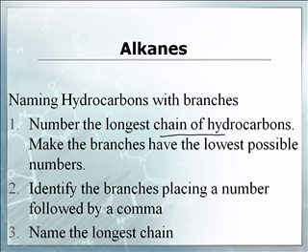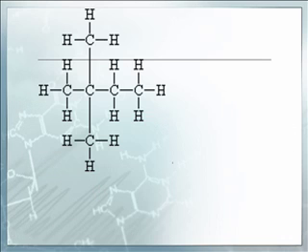You number the longest chain of hydrocarbons. Make branches have the lowest possible numbers. Identify the branches. Name the longest chain. All right, so let's do one. The trick here, guys, is actually finding the longest chain. Sometimes it's not in a straight line.